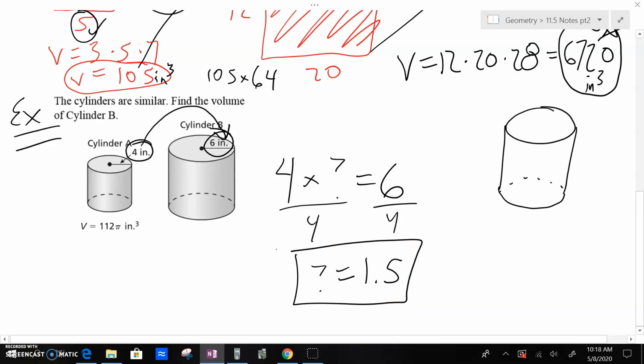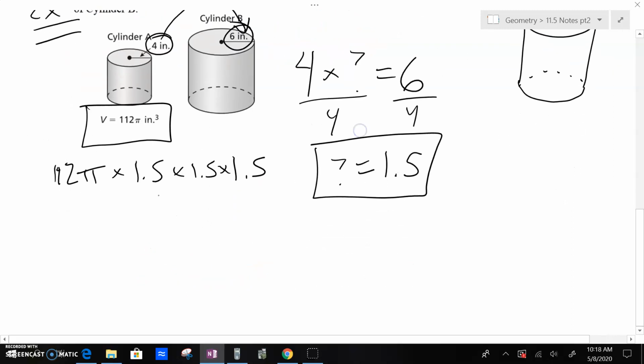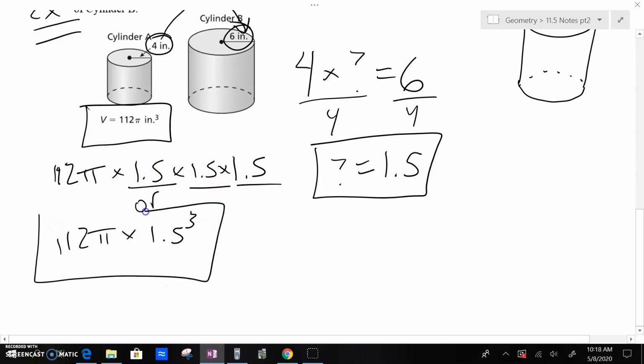Okay, and that's being applied to the side. Well, now I've got the volume. The volume is 112 pi. So now I'm going to do times 1.5 3 times. So you can either literally write times 1.5 times 1.5 times 1.5, or you can do your 112 pi times 1.5 cubed. And 1.5 cubed is literally 1.5 times 1.5 times 1.5. It's just a slightly more concise mathematical way to write it.